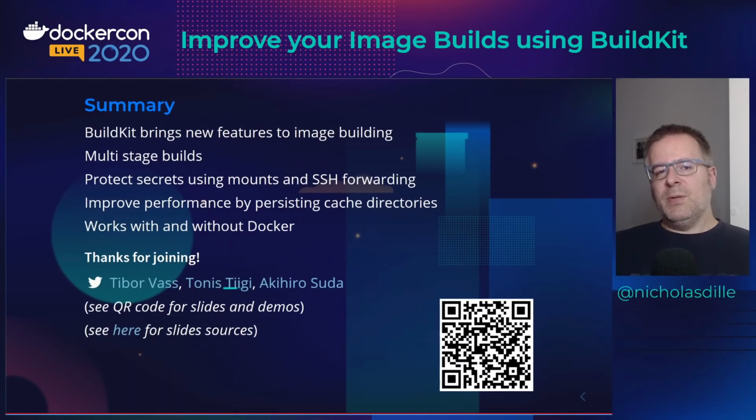Okay, so what we've seen in this talk is that BuildKit brings many new features to image building. For example, it brings concurrency to multi-stage builds. It also helps you protect your secrets during a build using mounts and SSH agent forwarding. And it improves performance by persisting cache directories. The nice thing is that it works with Docker, with the Docker CLI, but it also works without Docker, running directly the BuildKit daemon and the build CLI.